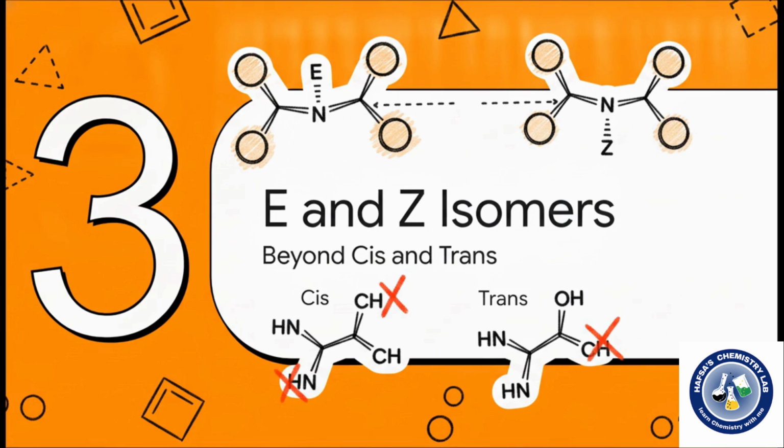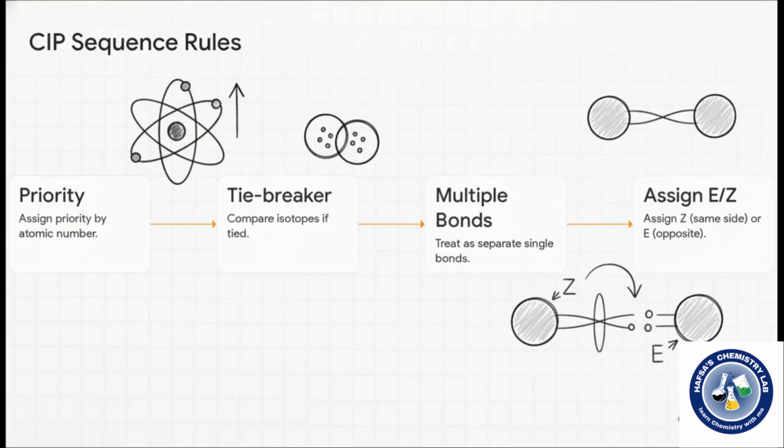Okay, part 3, geometrical isomers, specifically the E and Z system. This goes beyond just cis and trans. What happens when those simple cis and trans labels just completely fail us because we're looking at 4 entirely different substituents attached to the bond? We need a universal tiebreaker tool. Enter the Cahn-Ingold-Prelog or CIP sequence rules.